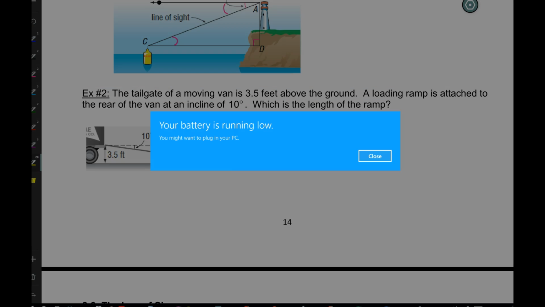So you'll see the battery's running low. I'll have to move over here so I can keep it plugged in.